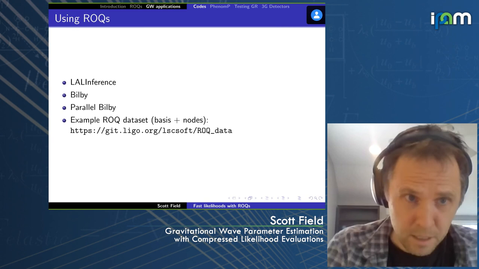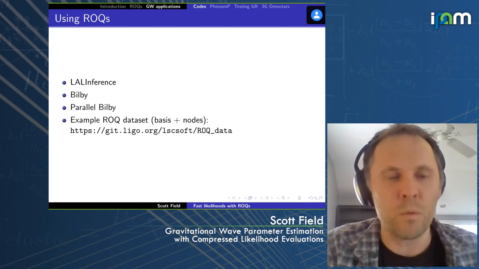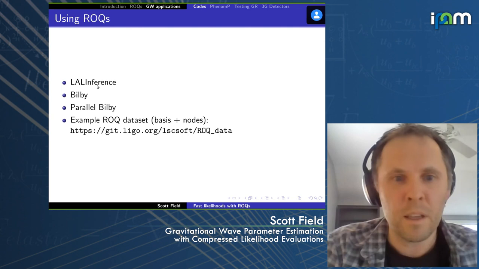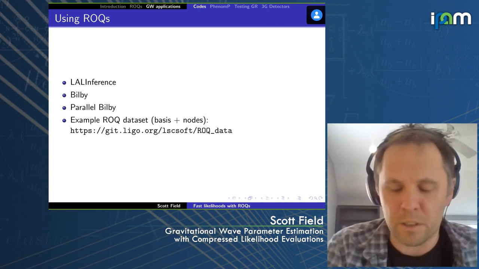Using ROQ, all of the flagship samplers, LALInference, Bilby, Parallel Bilby, have an ROQ interface, so once you've computed your ROQ data, you can automatically use them within an end-to-end PE run. And the data sets are stored somewhere. I believe this is one place they're stored, in this roq_data directory. And the data is basic, it's just the basis and the nodes that we already saw. So nothing too exciting here.